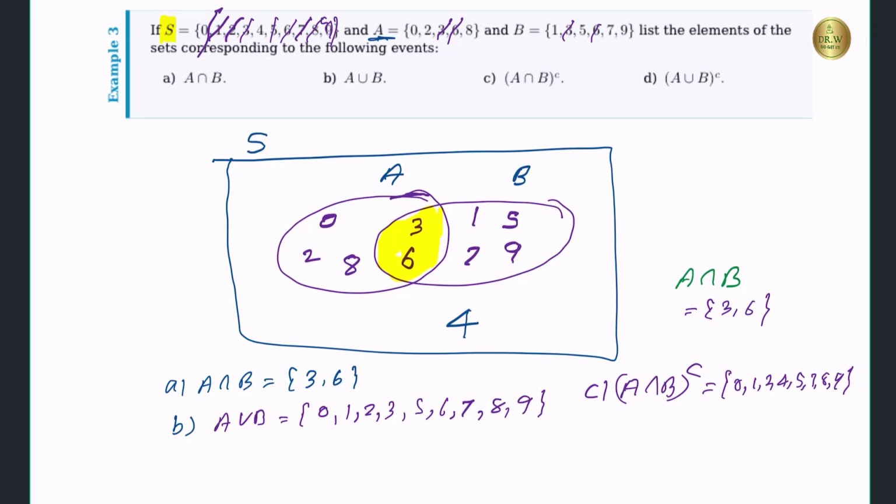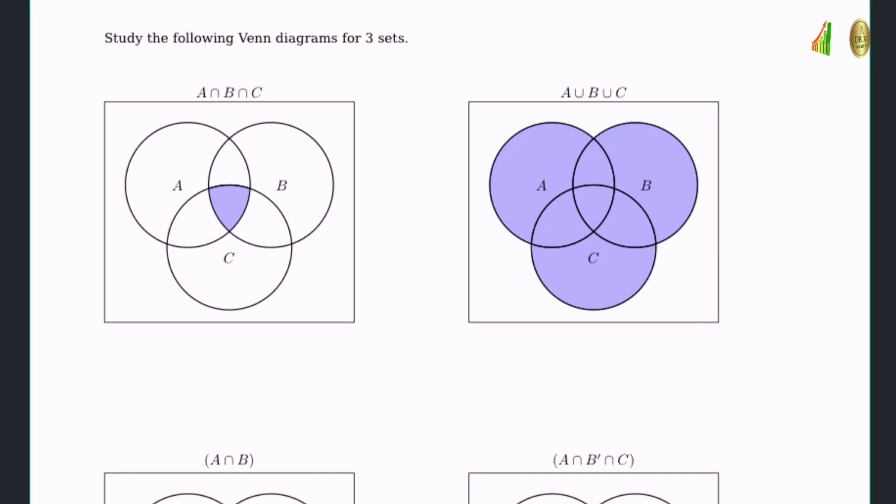The next one, the last one, D, A union B complement. What are the elements of A union B complement? First, we need to identify the region of A union B. Now I use this. This is the A union B. That means the area with both circles, right? Either A, B, or both. What are the rest of the elements? We have only 4.